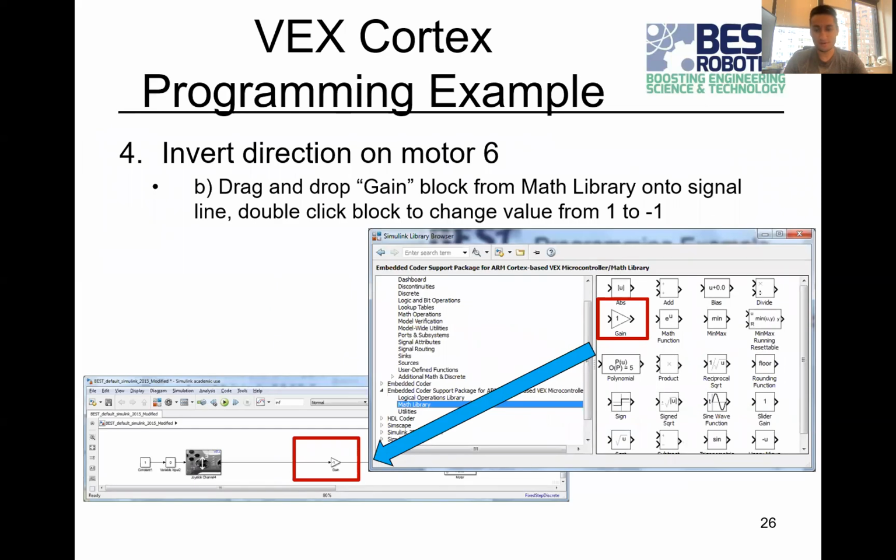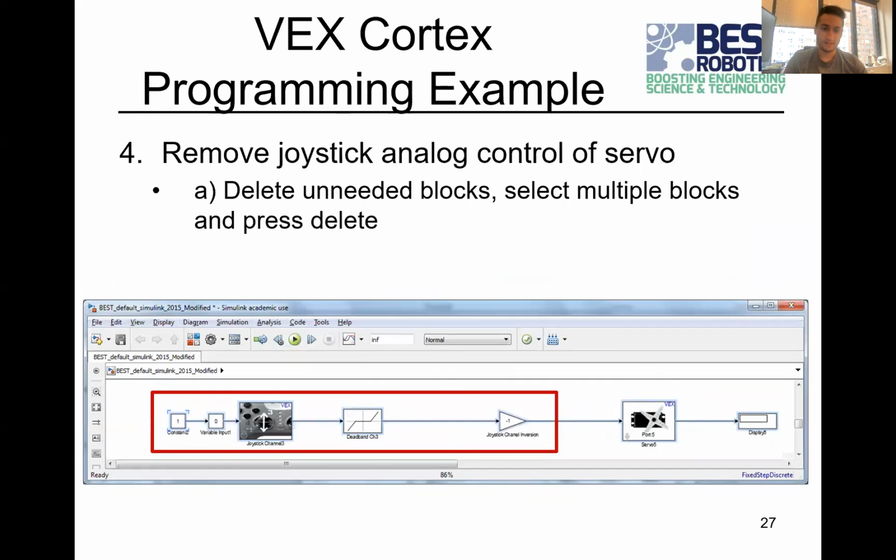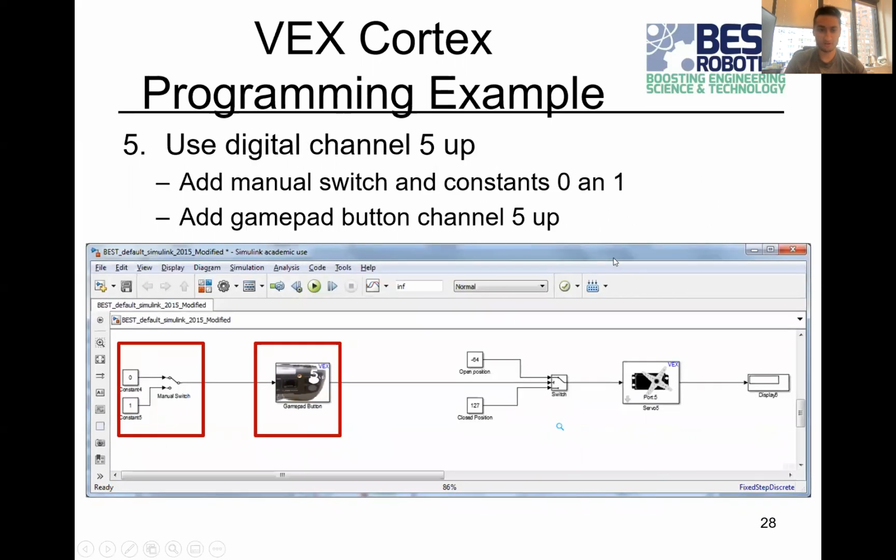And then for inverting the direction, like I mentioned, there's a gain block. So you just add that gain block, and you change the value of the gain to -1. That just flips the polarity of the direction. So now, up is down is up, or vice versa. So that's easy. For removing the joystick analog controls of the servo, all you have to do is delete those blocks that control the servo. So all of this stuff related to the joystick input, just get rid of that. No more joystick control of the servo.